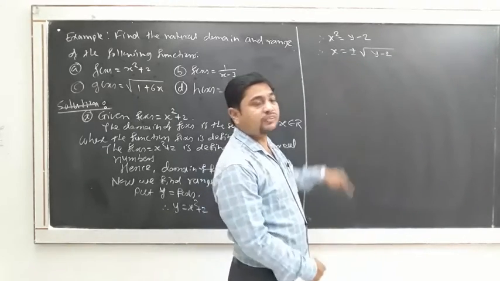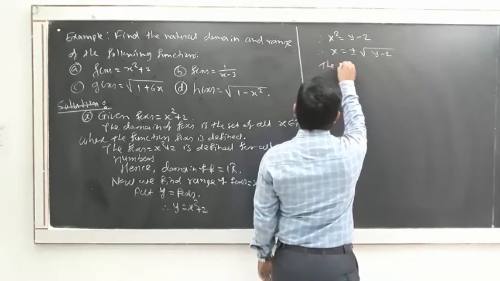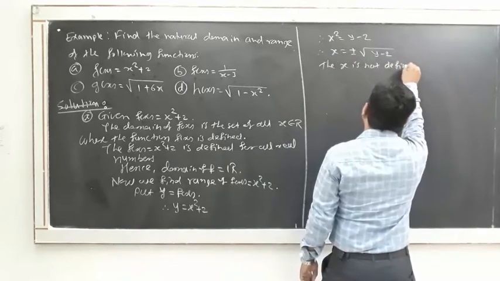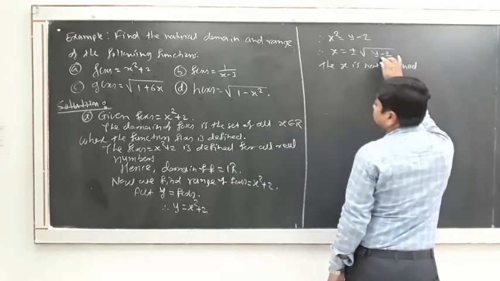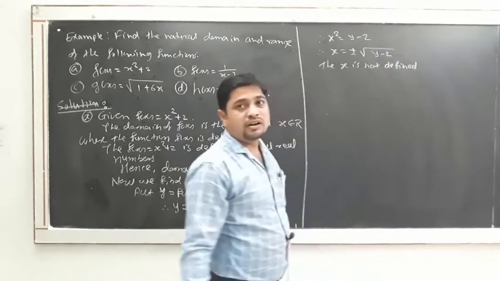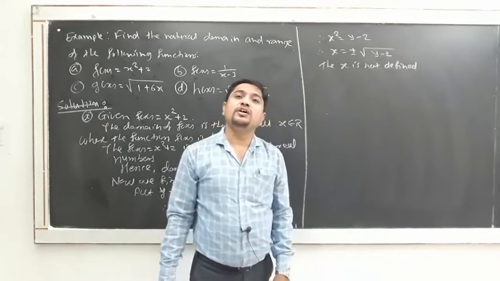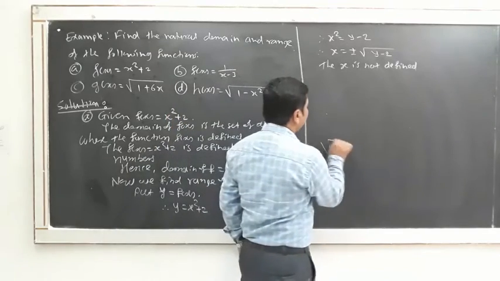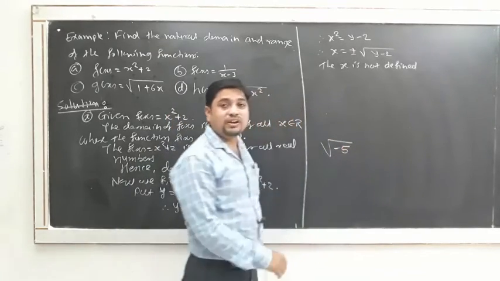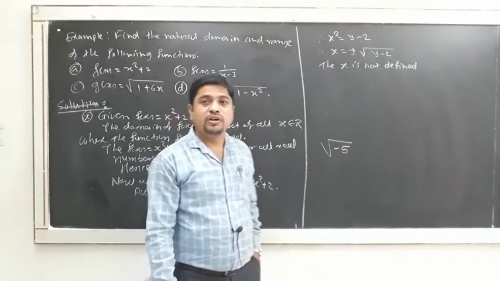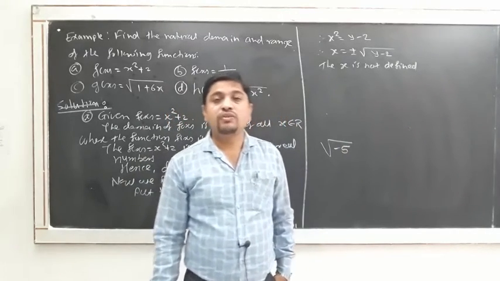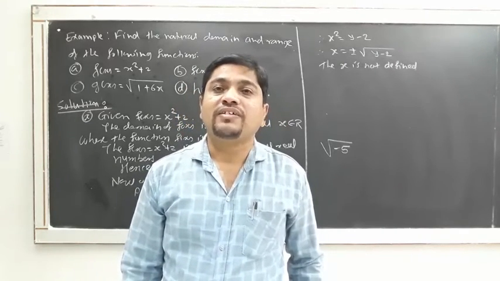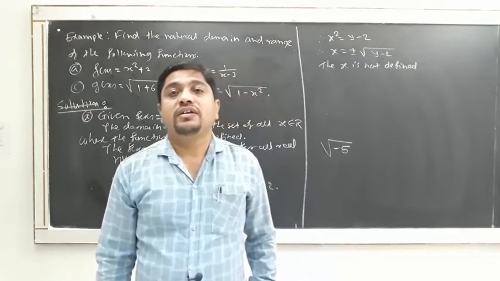Now where this function x is not defined: it is not defined if the term under the square root is negative. That is, the square root of a negative term, square root of minus 5, square root of minus 1, square root of minus 10. All these are complex numbers. They are not real numbers.